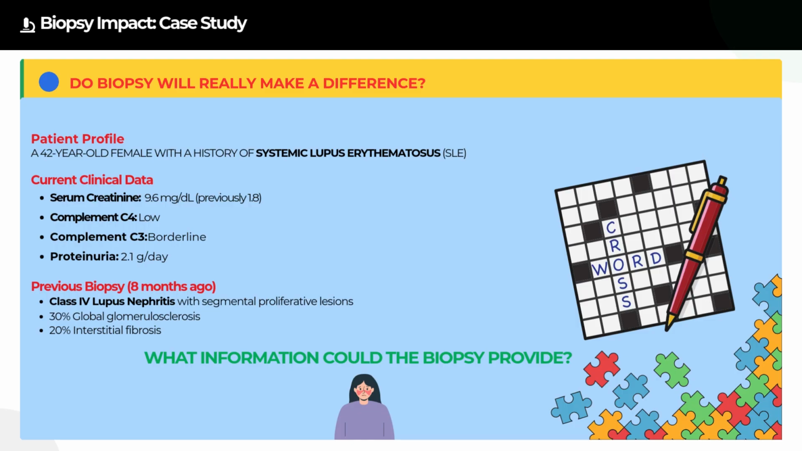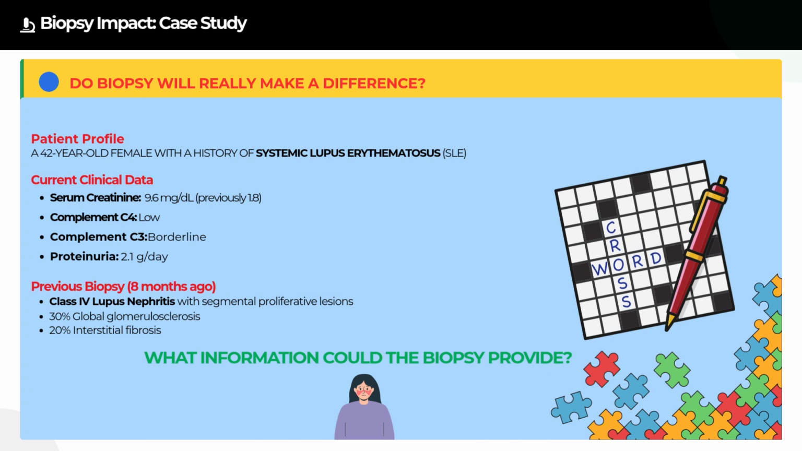Renal biopsy plays a pivotal role in guiding management. Clinical features and lab markers can suggest the diagnosis, but only histopathology can accurately classify the type and severity of lupus nephritis as defined by the ISN/RPS classification. The biopsy distinguishes between proliferative forms that mandate aggressive immunosuppression and non-proliferative lesions that may be managed more conservatively.